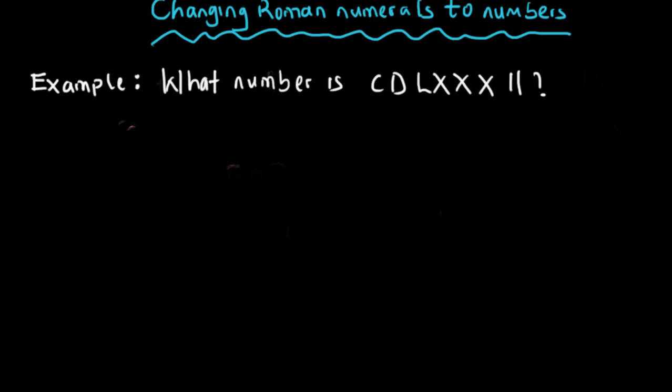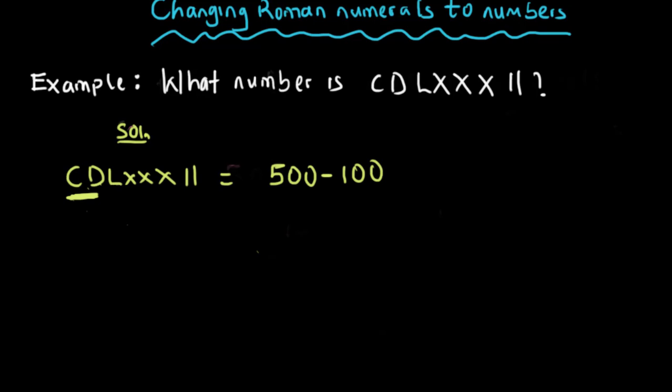Let's take another question. What number is CDLXXXII? Remember, the first thing you want to check is if there is any smaller symbol behind a bigger symbol. Now we've got one here. C is smaller than D. So we need to subtract here. Does that make sense? So we'll be having D is 500. C is 100. So 500 minus 100. L is 50. X is 10. X is 10. X is 10. I is 1. I is 1.